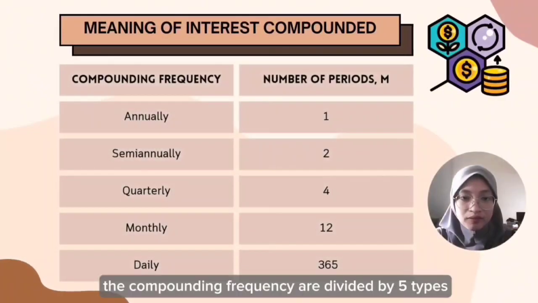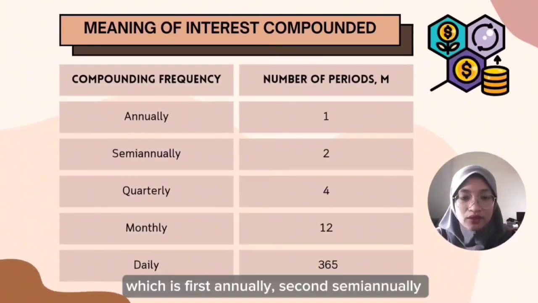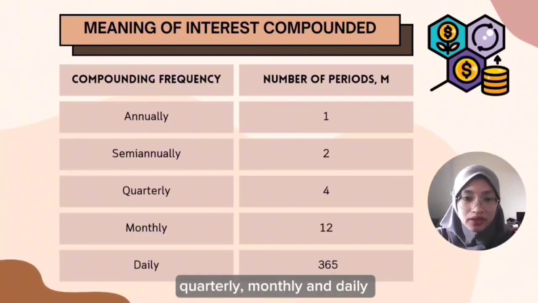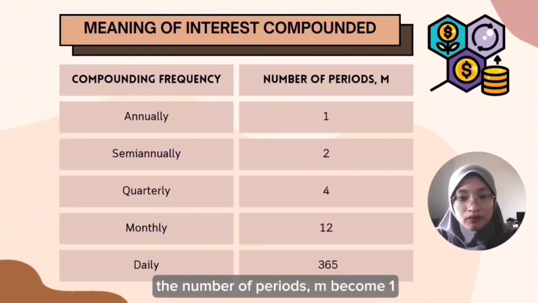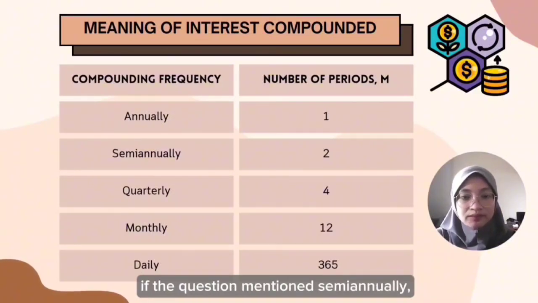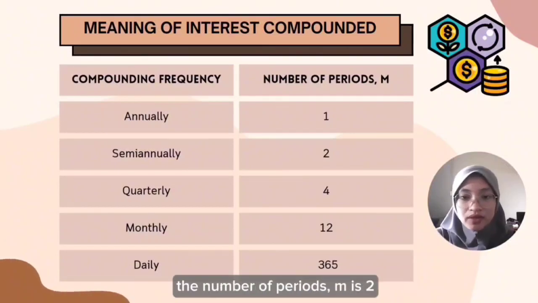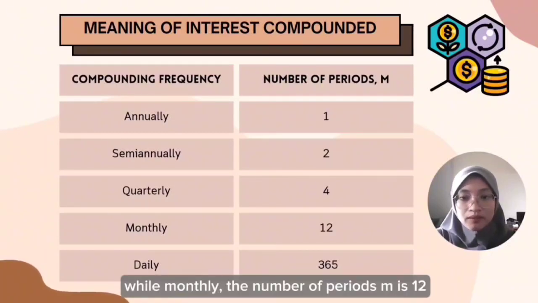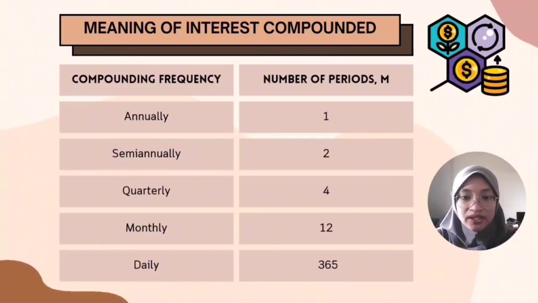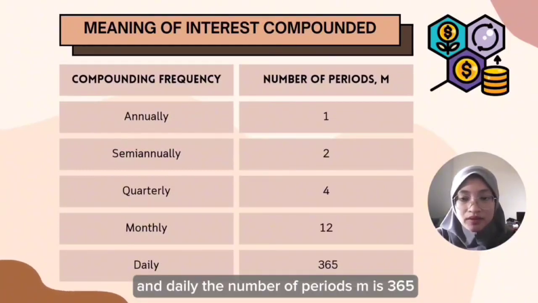Okay, so the compound frequency is divided into 5 types: annually, semi-annually, quarterly, monthly, and daily. If the question mentions annually, the number of periods M will be 1. Semi-annually, M is 2. Quarterly, M is 4. Monthly, M is 12. Daily, M is 365.